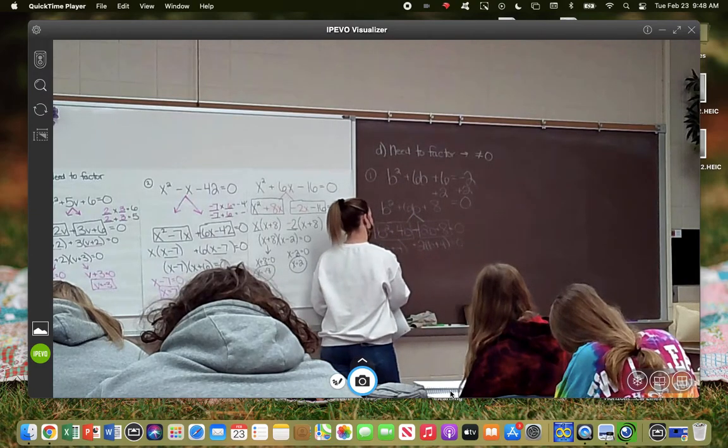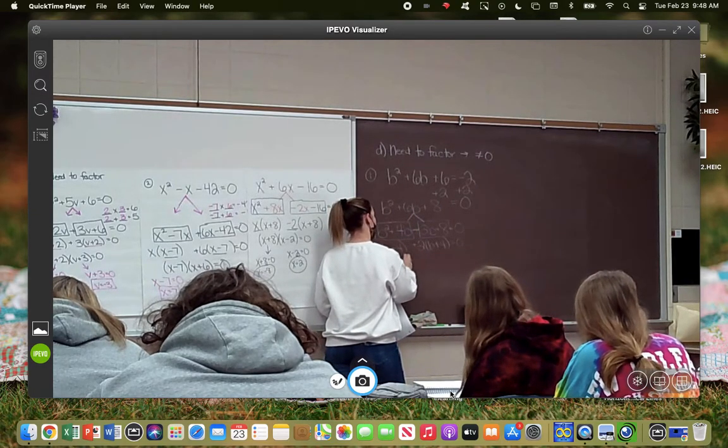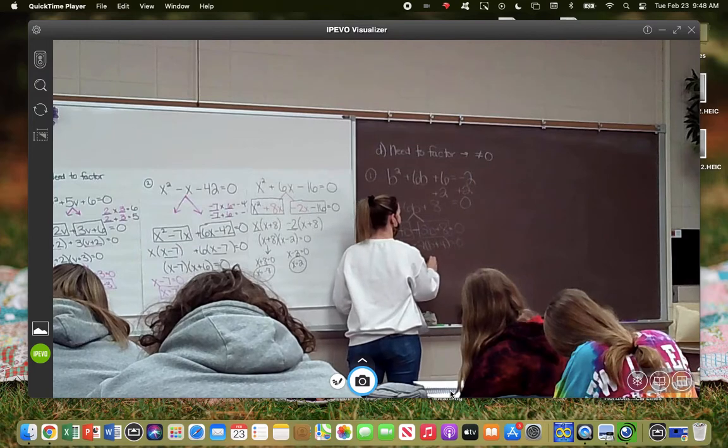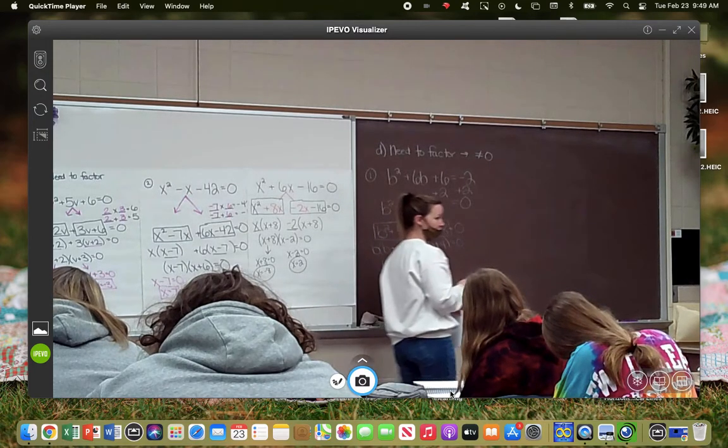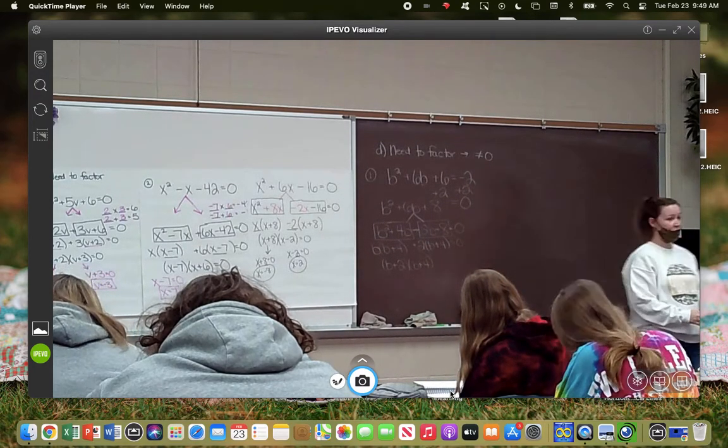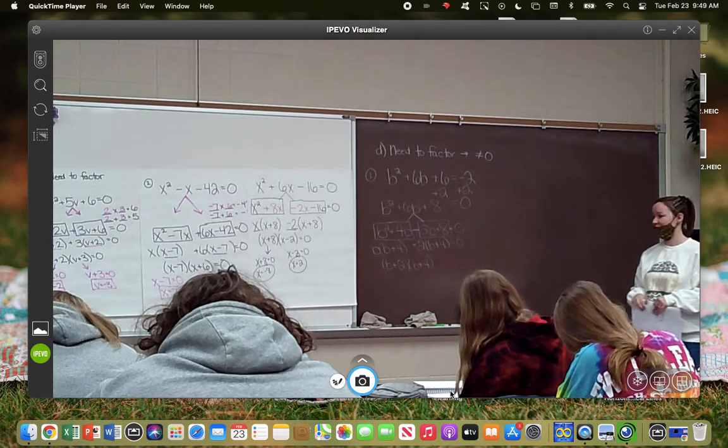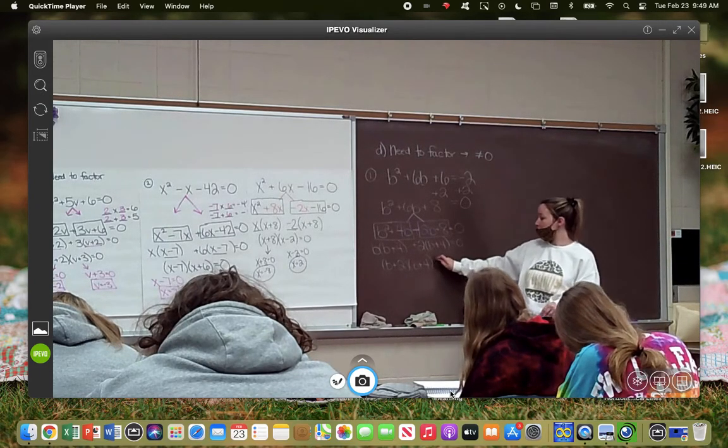So we have b plus 2 and b plus 4. And again, it doesn't matter the order of those, which one goes first. When you're multiplying, the order doesn't matter, that's fine. And those equal 0.